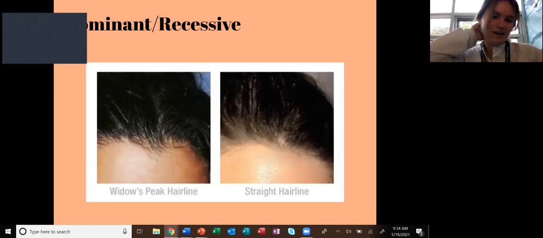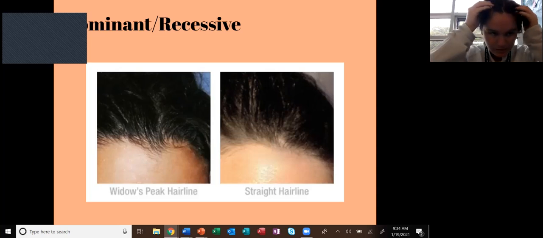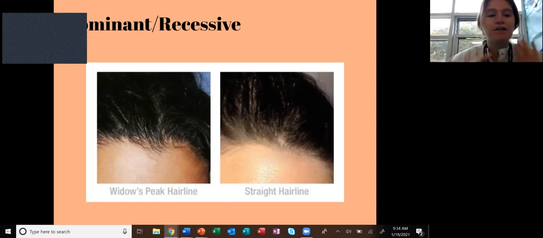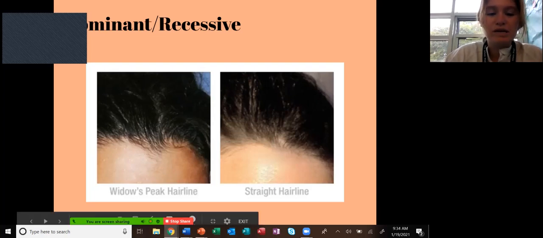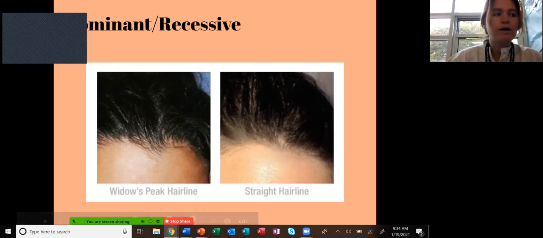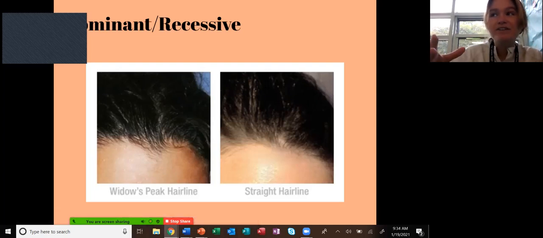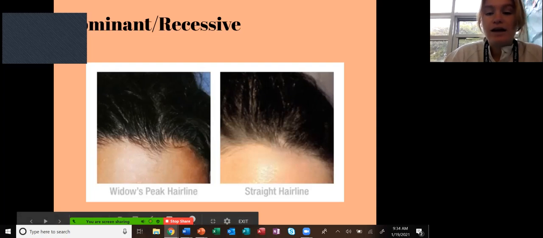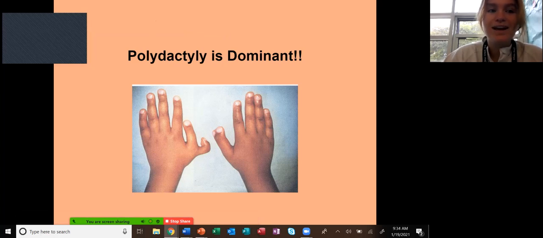Some other, a widow's peak is dominant. A widow's peak is where you have a little triangle up at the top. You might look in a mirror, see if you have that. It's the image on the left, a widow's peak hairline. Some have a more pronounced widow's peak than others. You can't really tell on mine that much, but I've got it. It's a dominant trait, and the straight hairline is actually recessive. I talked about this with one of my classes last week.